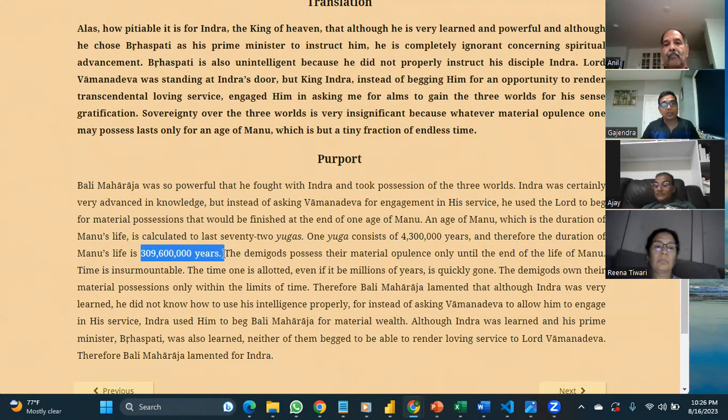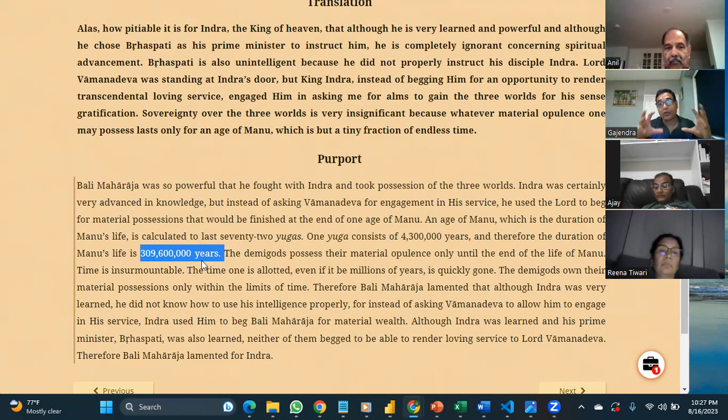And like this, there are 14 Manus in one day of Lord Brahma. That's why it comes to 4,034,000,000 years in one day. So all these quantitative measurements are aligned. It's not just a big number or something. Everything is very much aligned, and that's where it's so authentic that all these numbers are true.